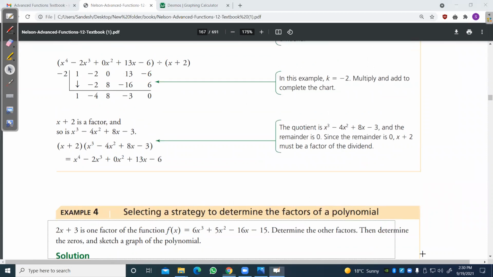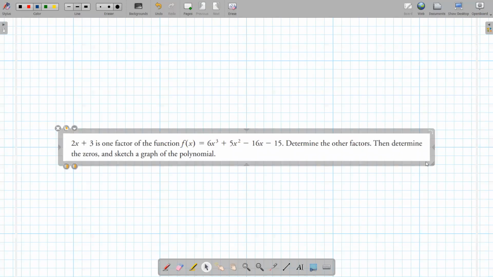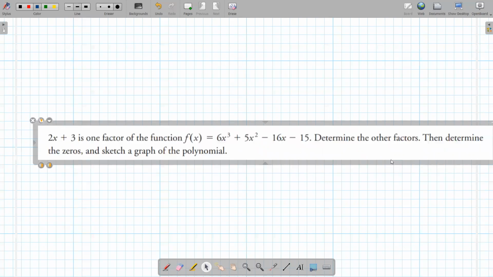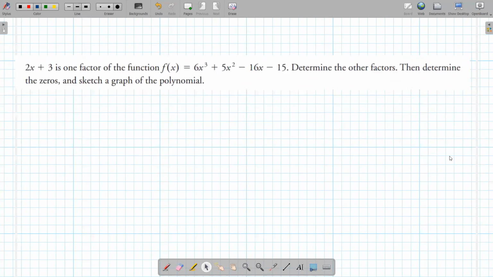Alrighty, here's a question. It says 2x plus 3 is a factor of this, and they want us to determine all the zeros and to sketch a graph of the polynomial. So what will be the first step? We could do the remainder theorem. We don't need to do the remainder theorem because we know it's going to be 0, right? See, it already says it's a factor. Oh, yeah. Okay. So the remainder theorem, they've already done it for us.